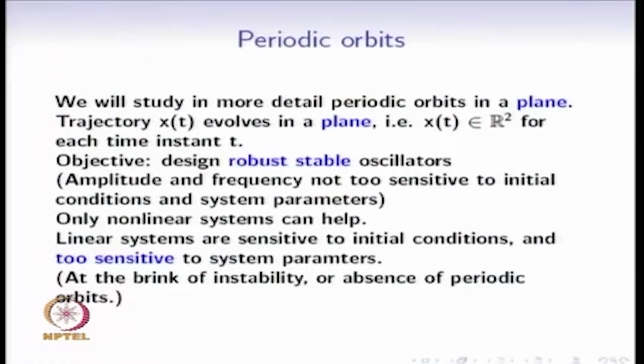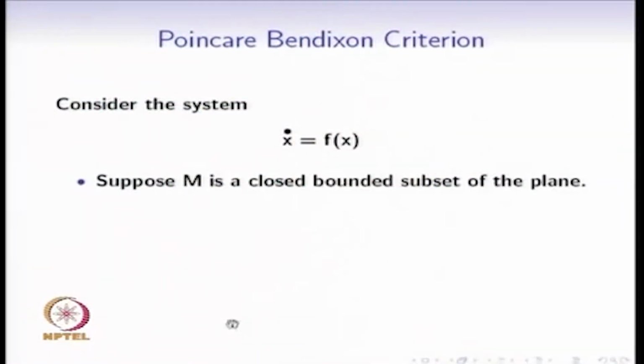system parameters. So, for nonlinear systems, the question arises how to even claim that there are periodic orbits for this system of equations. So, one extremely important result in this context is the Poincare-Bendixson criteria. So, what does the criteria tell? So, consider the system x dot is equal to f of x, in which note that x has only two components. Suppose there is a set M which is a compact set, it is a closed and bounded subset of the plane.